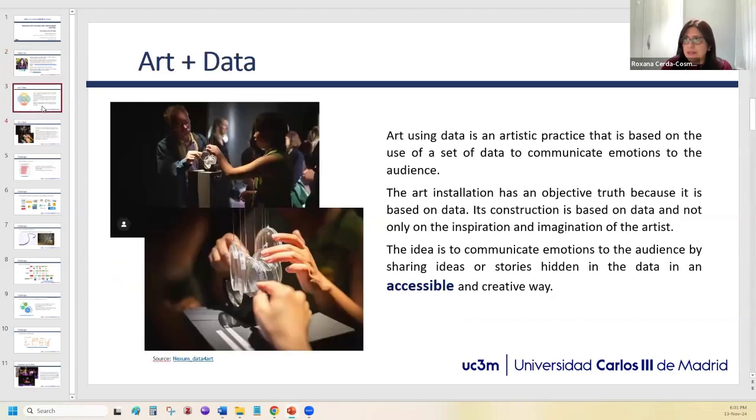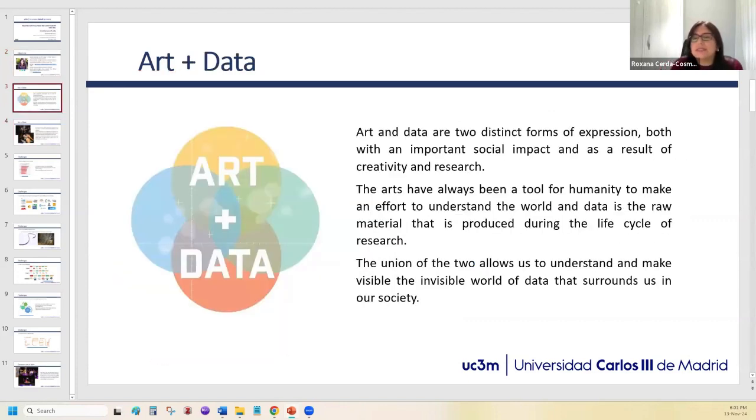Okay, now let's start. I want to start by talking about this union of art and data. Art and data are two different forms of expression, both with an important social impact and the result of creativity and research. Art has always been a tool for humanity to make an effort to understand the world, and data is the raw material that is produced during the life cycle of research. The union of the two allows us to make visible the invisible world of data that surrounds us in our society.